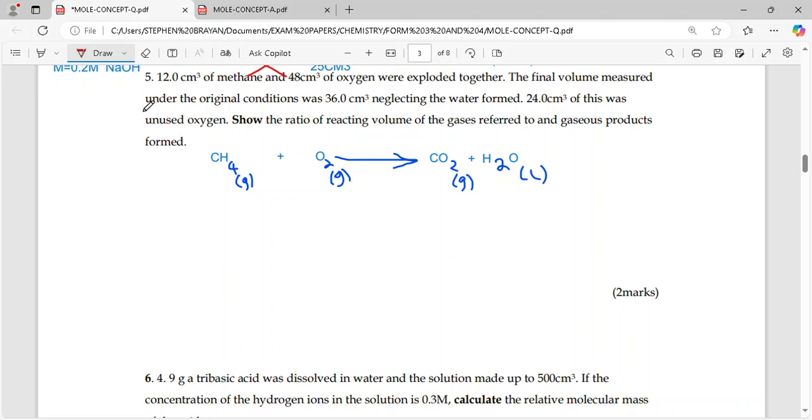So welcome back, learners. This is another part of our revision for KCSE. Now, this question appears in Form 3 and it mostly talks about Gay-Lussac's law.